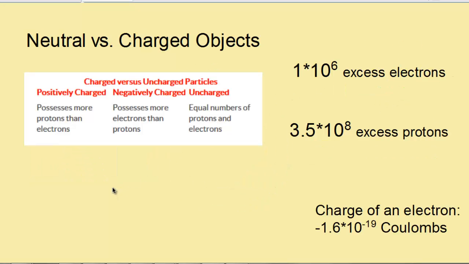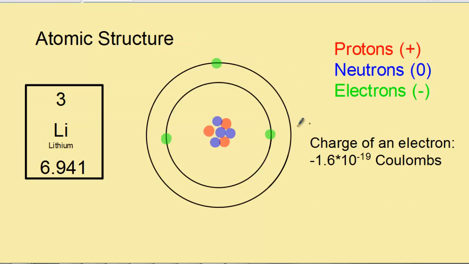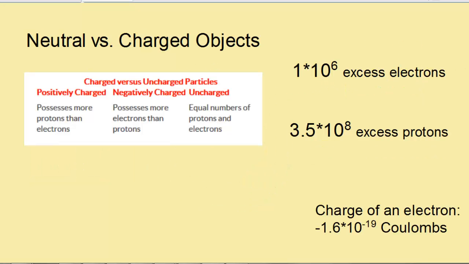All right, so let's think about items that are neutral versus charged objects. If an item is positively charged, that means it possesses more protons than electrons. But I really don't like the way that sounds, because if we go back and look at the model of the atom and think about the nucleus, you can't add or subtract protons because the protons are bound in the nucleus. Plus, if you took away one of these protons, it wouldn't be lithium anymore. If you change the atomic number, or the number of protons, it changes which atom you have.